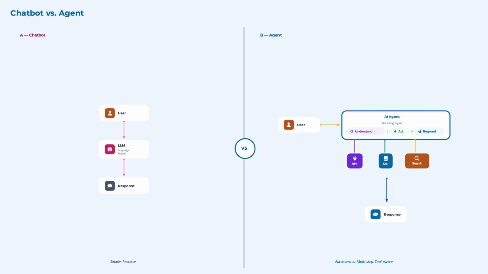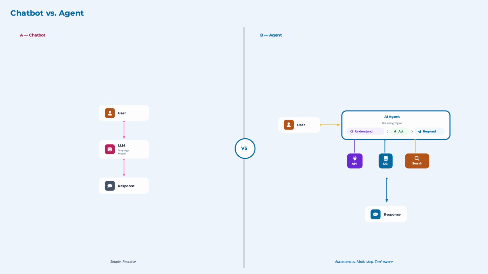Now let's look at an agent. You might say, check my recent orders and tell me if any of them have been delayed. Now the AI needs information that it doesn't already have. So the agent might understand the request, identify that it needs order information, call an order API, retrieve the results, check the delivery status, generate an answer. The agent is doing more than just answering based on what it already knows. It is interacting with other systems.